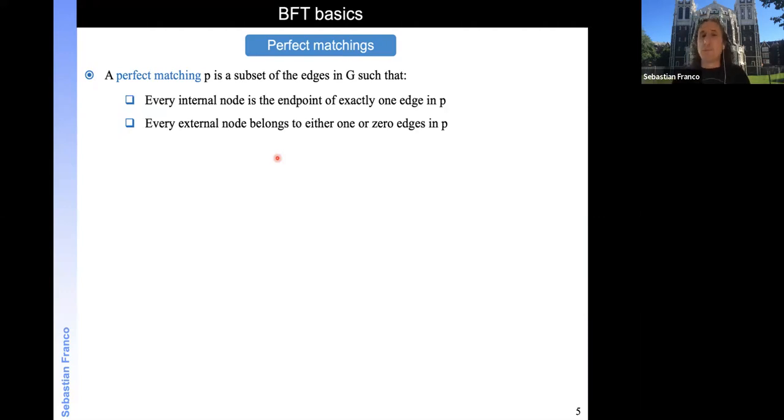So the first one is a perfect matching. And a perfect matching is a subset of the edges such that every internal node is the endpoint of exactly one edge in the perfect matching. Okay, so you take your edges, you take collections of them, and you make sure that all the internal points are covered.